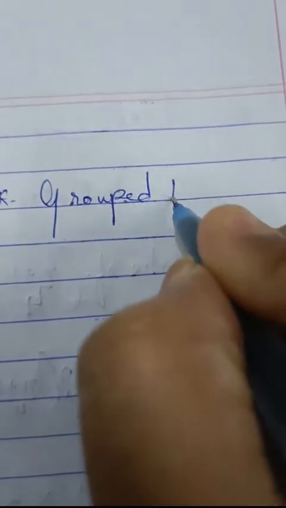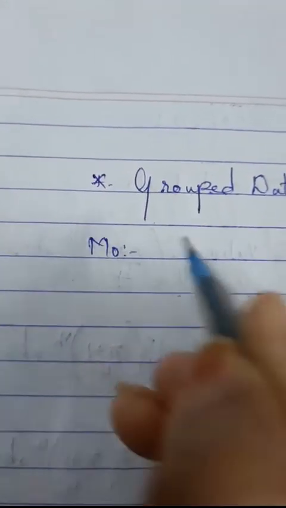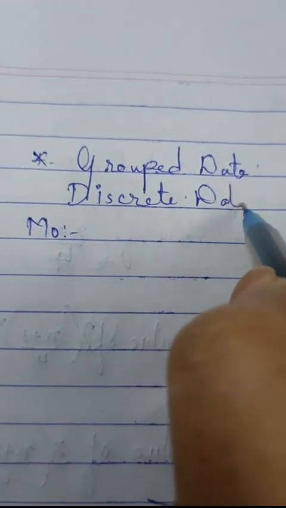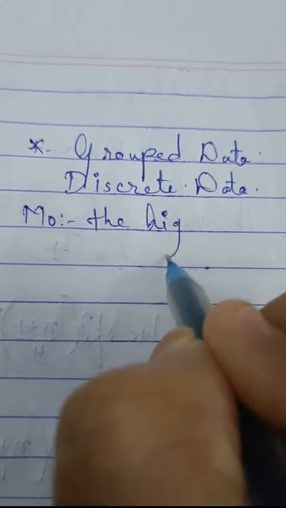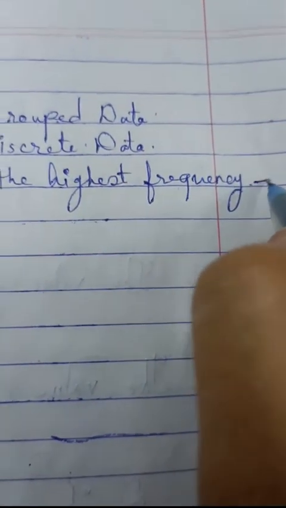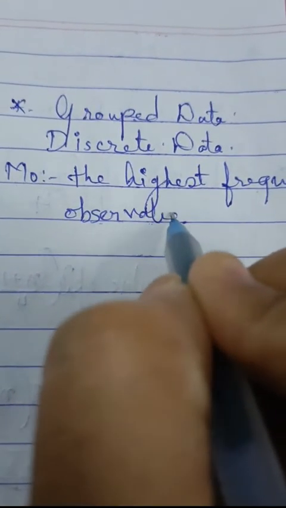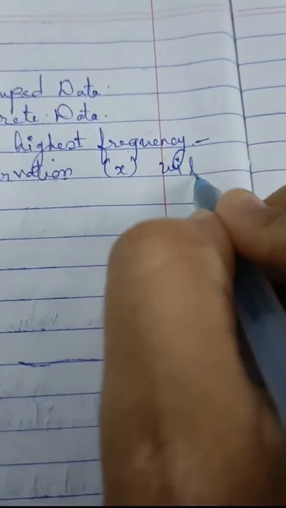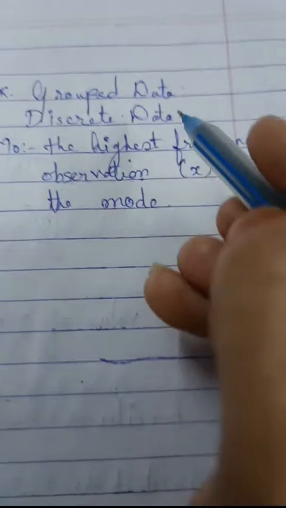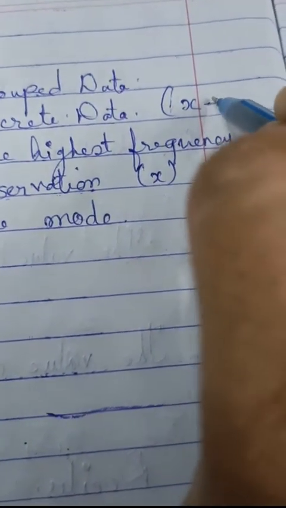But for group data, mode. In group data it is divided into two. For discrete, I am telling the formula. For discrete data, the highest frequency, in that its observation x will be the mode. Is that clear? In discrete means you are having observation which is denoted by x plus you are having frequency. So highest frequency which is there, from that highest frequency in front of that whichever observation is there, that will be taken as your mode.